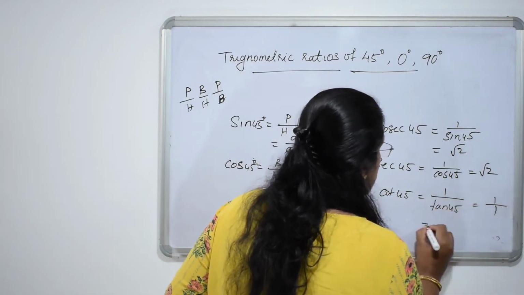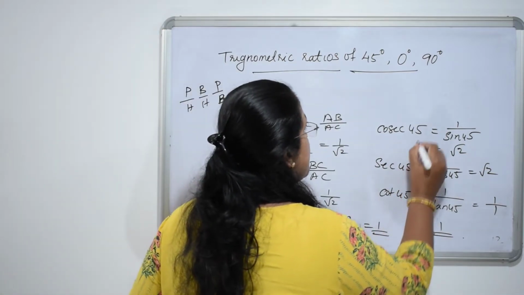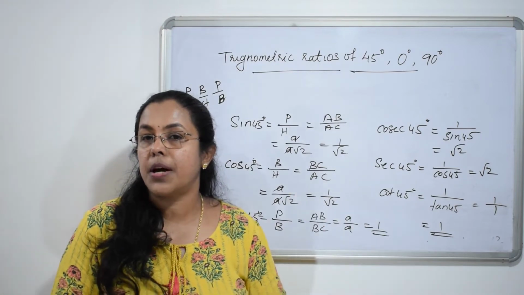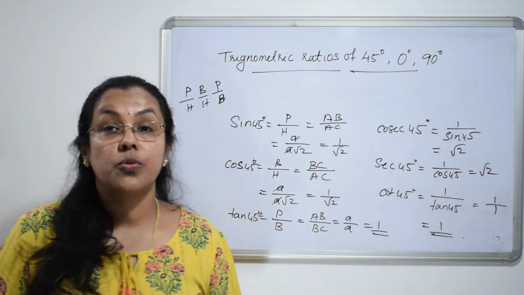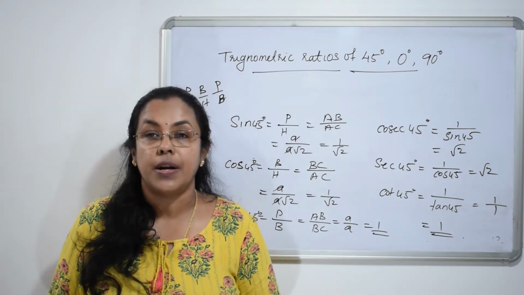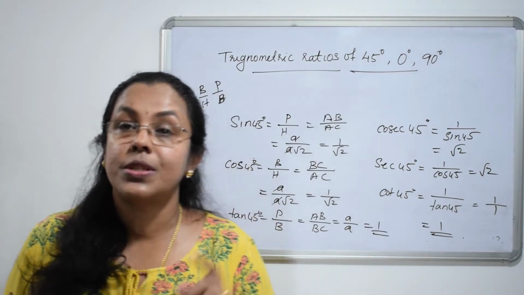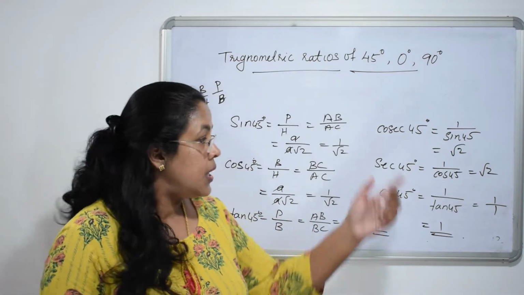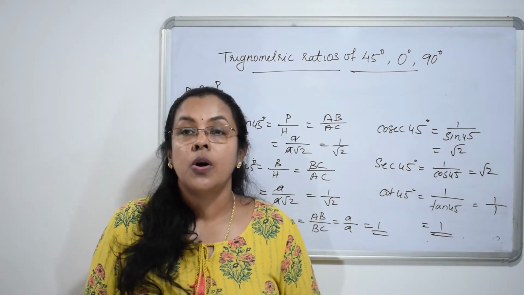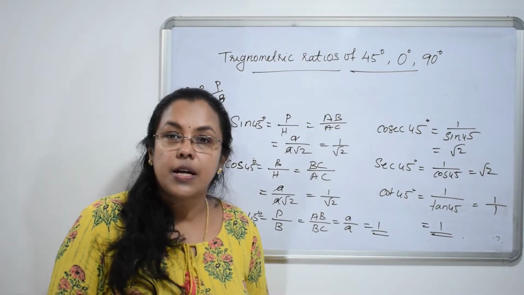Again 1 by 1, that is also equal to 1. So it is easy to remember the ratios here. It is in a particular rhythm. 1 by root 2, 1 by root 2, 1, root 2, root 2, 1. Sin 45 is 1 by root 2, cos 45 is 1 by root 2, tan 45 is 1. The rest of the three ratios are root 2, root 2, 1. I hope all of you are able to understand the values clearly now.